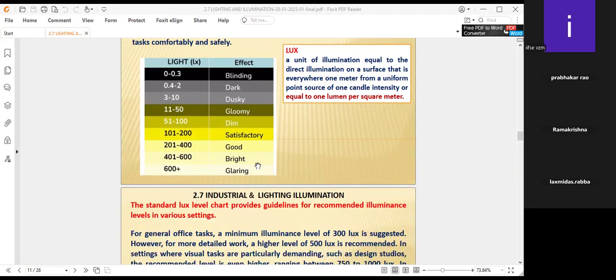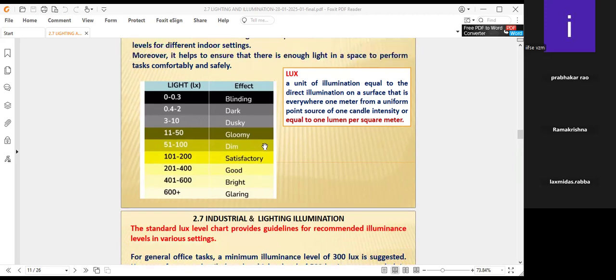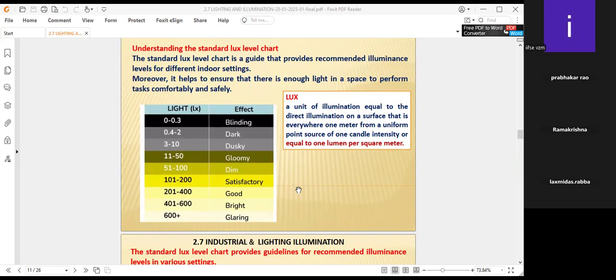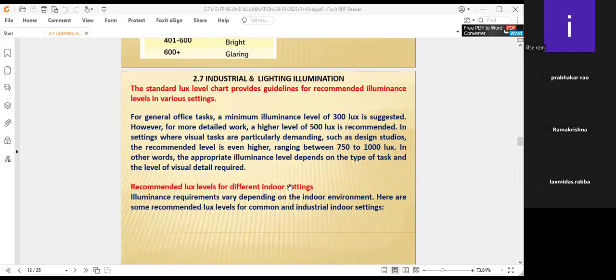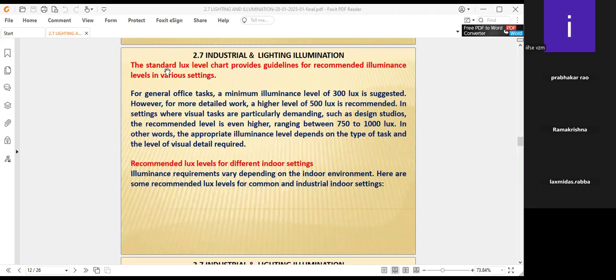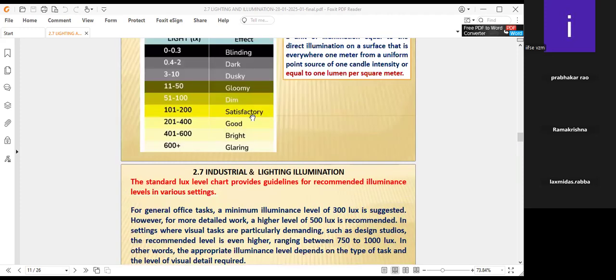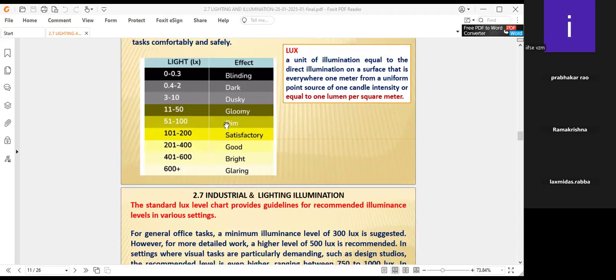Coming to this, normally this will be taken care of while deciding the standard lux level charts. Coming to the standard lux level charts, whichever side we go for, it will give the proper guidelines. Definitely it will be helpful for our decision.